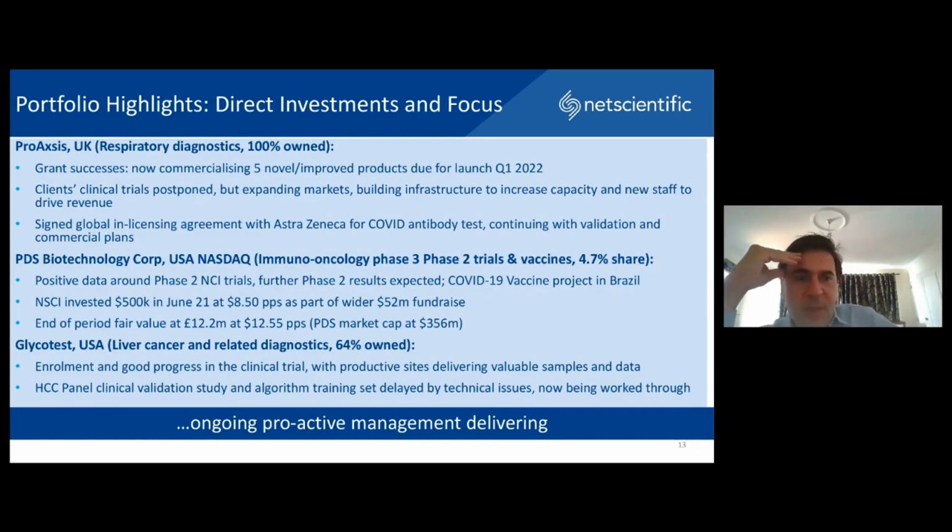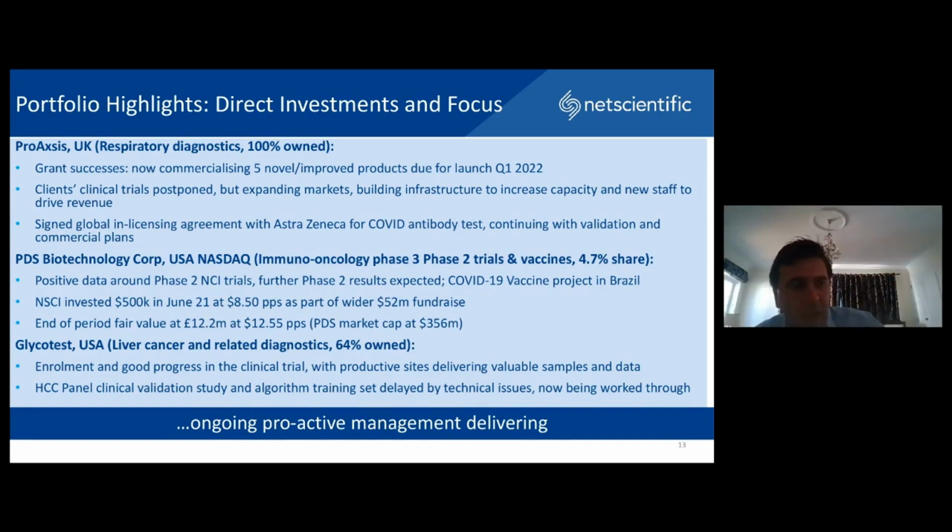Starting with ProAccess, it is now a 100% subsidiary, but when we started the turnaround, we owned 65% of the problem, and we're responsible for 100% of it. When we looked at the business, we saw, look, actually, this is a very promising business in the respiratory diagnostic space. They have a single product focused on COPD, but as it happens, with the advent of COVID, respiratory diagnostics, I would hazard a guess, will be important for many years to come, as the healthcare system realigns itself to deal both with COVID and long COVID and everything else associated with it.